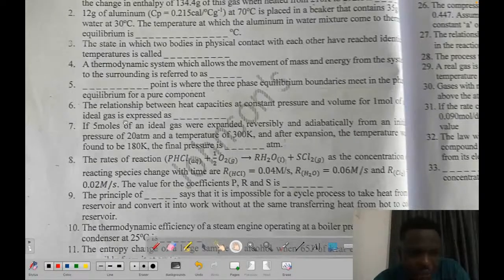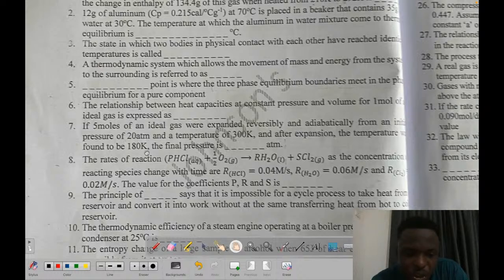Now, a mole of an ideal gas was expanded reversibly and adiabatically from an initial pressure of 20 atm and temperature of 300 Kelvin. And after expansion, the temperature was found to be 180. What is the final pressure?